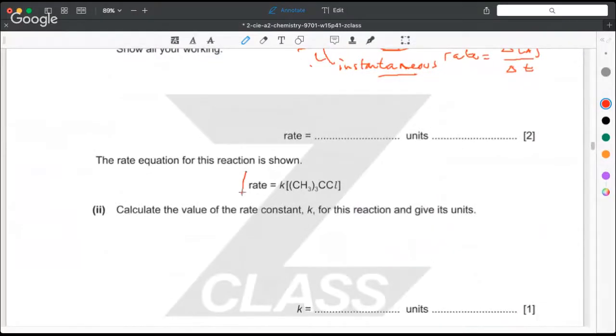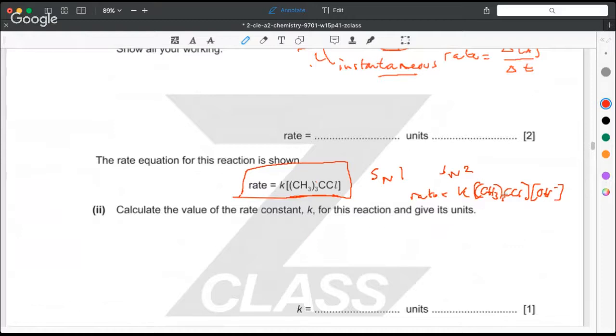And so finally, in the question, it says the rate is the rate constant times only the concentration of the tertiary alkyl halide. And that must mean that it's SN1, because there's only one concentration being measured there. If it was SN2, then the rate would be equal to the rate constant times the alkyl halide times the concentration of the hydroxide ion. That would be SN2, and this is SN1. So they tell us the rate is SN1 from that rate equation.